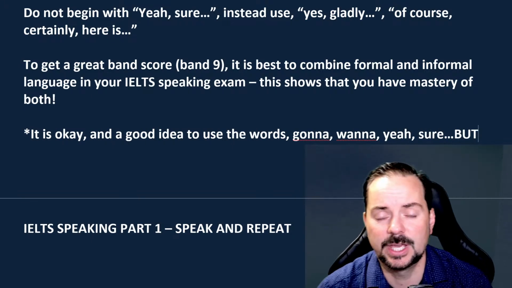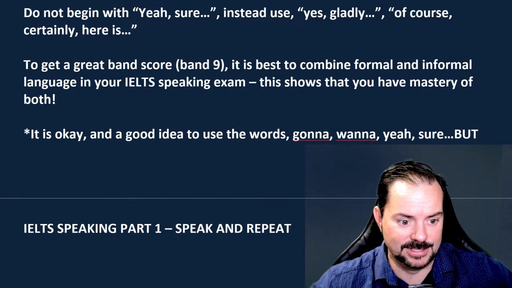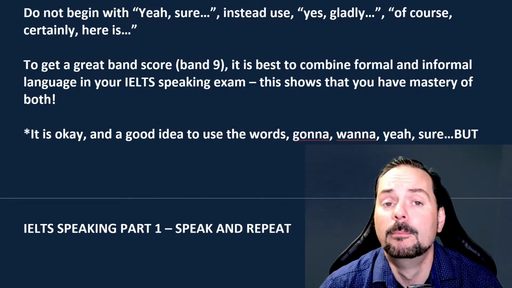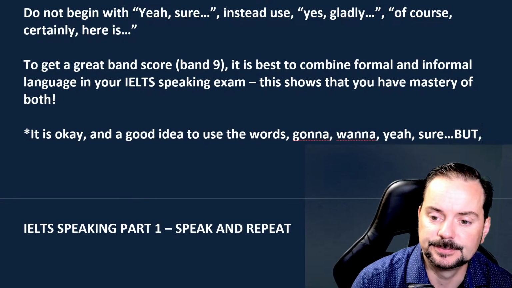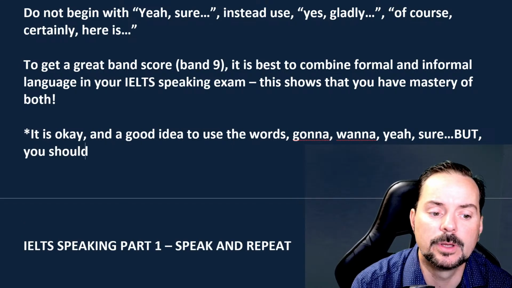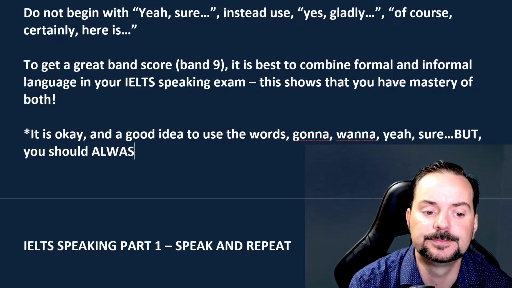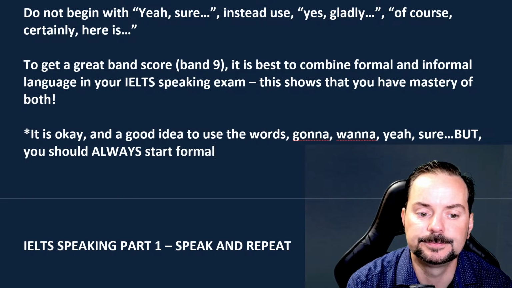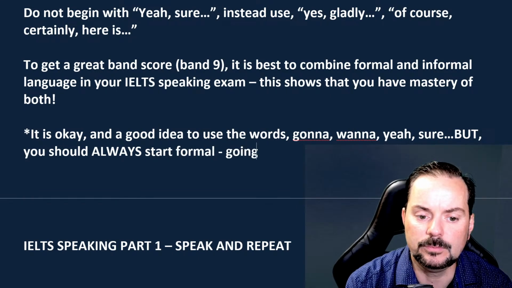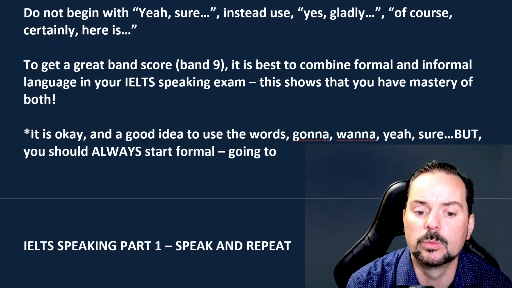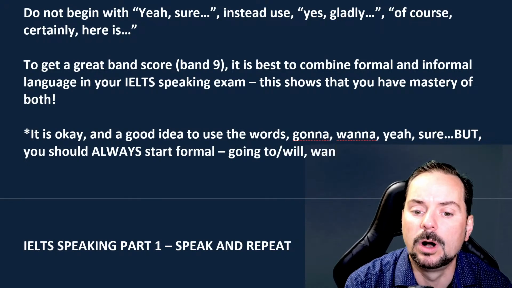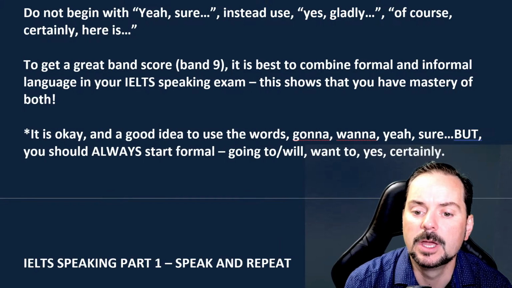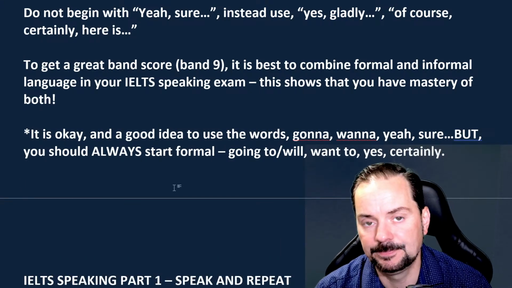But, okay, and this is the big but, you should always start formal. Going to or will. Want to. Yes, certainly. Okay, and there's a reason for that, all right?